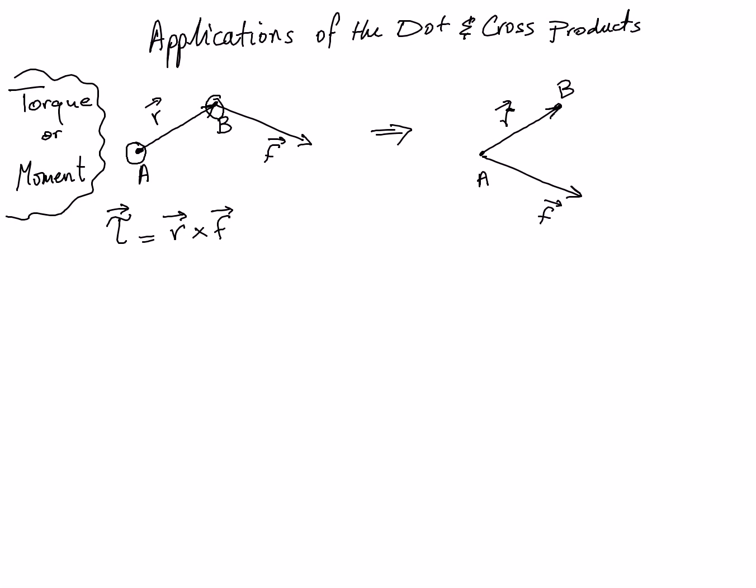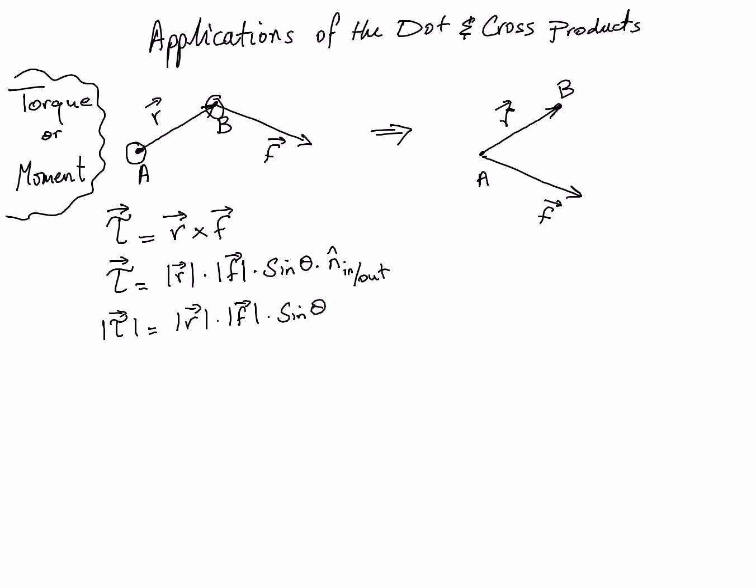In order to apply that cross product, we're going to determine the equation in a geometric format, which will be the magnitude of r multiplied by the magnitude of F times the sine of the angle between them, multiplied by a unit vector in or out depending on the right-hand rule. We could also find the magnitude of the vector tau. In this case, it'll just be the magnitude of F times r, or r times F times sine of the angle theta between them.